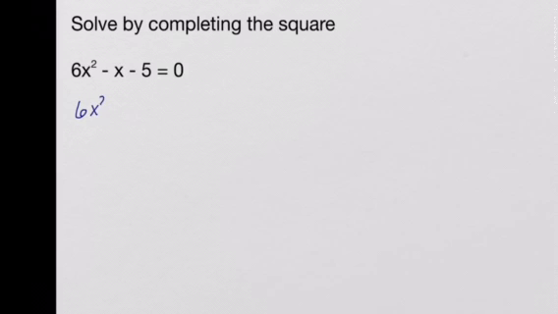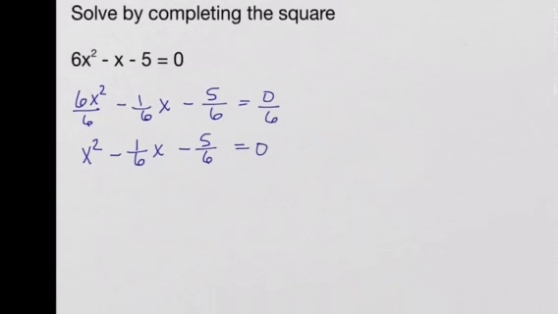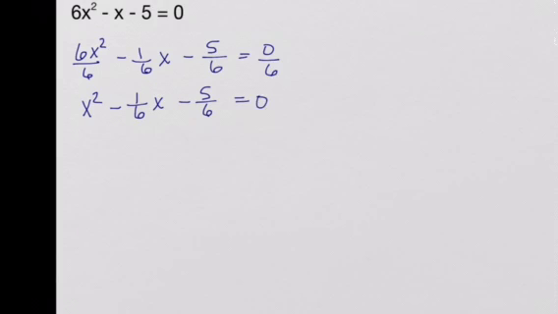So we'll have 6x squared divided by 6 minus 1 divided by 6x minus 5 divided by 6 equals 0 divided by 6. When we simplify that, we get x squared minus 1/6 x minus 5/6 equals 0. Then we will add 5/6 to both sides. So x squared minus 1/6 x equals 5/6.